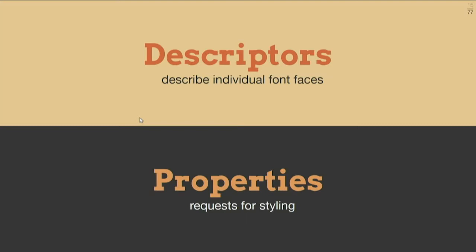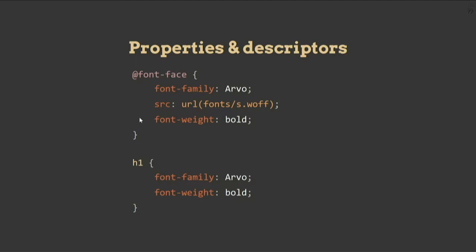For example, this font can do bold. A property is a request. It says, I want this text here, whatever the selector matches on, to be in bold, and then it will see, well, I have a bold font over here, I'll use that. So here's an example. If we look at this @font-face there, it has a font weight of bold, which means this font can do bold. And then for the H1, we say we want that particular font family, and we want it in bold, and so they match.